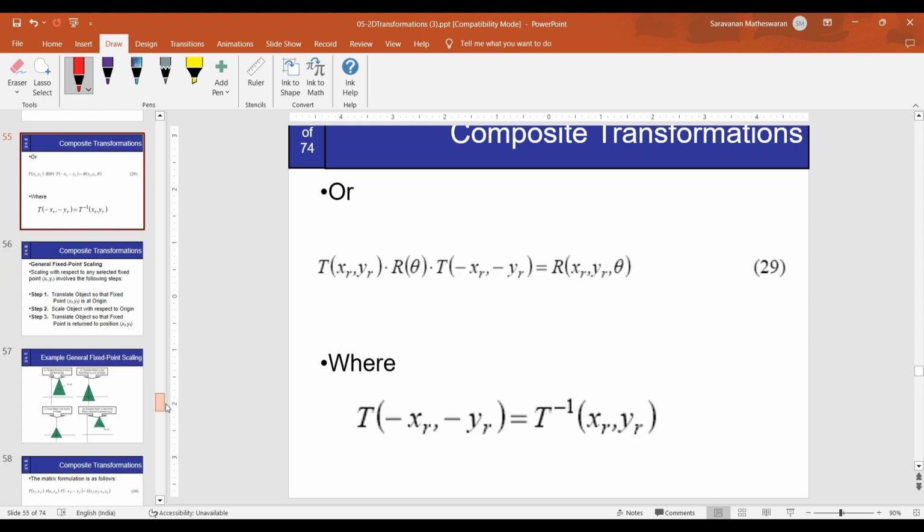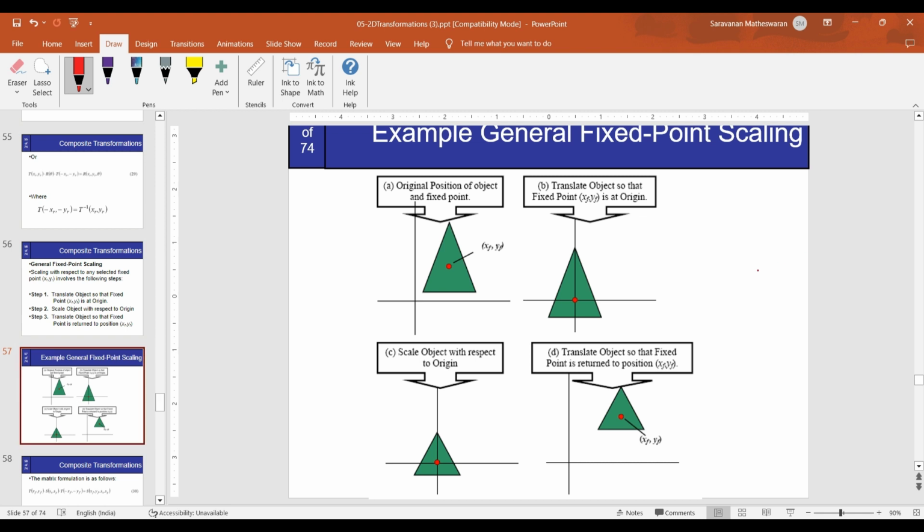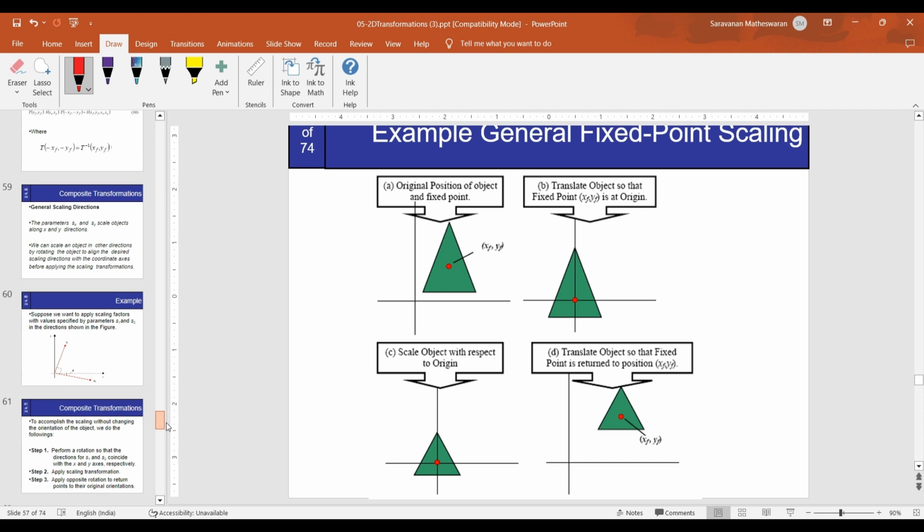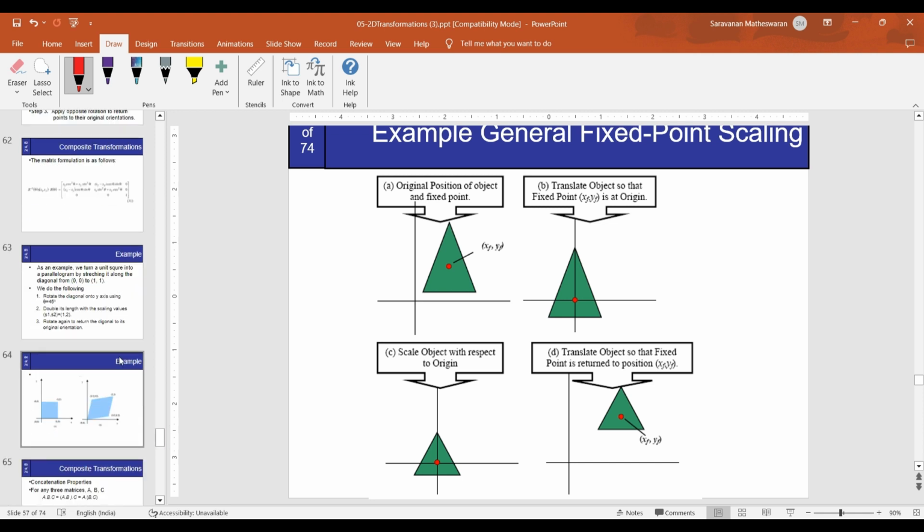Then you can see there is scaling also. When I perform scaling, the original object comes to the middle and I have to apply scaling to reduce the size and reposition the object. That is considered scaling. And there are other types of transformations available.